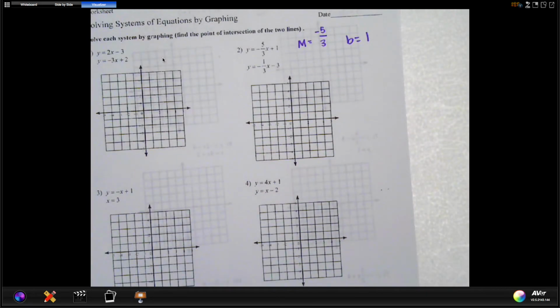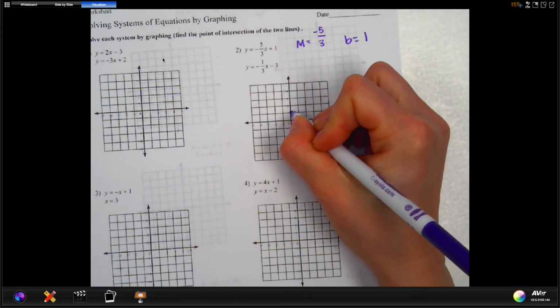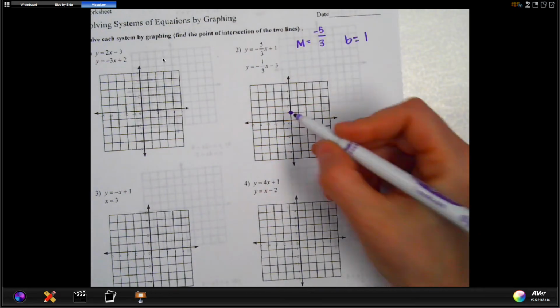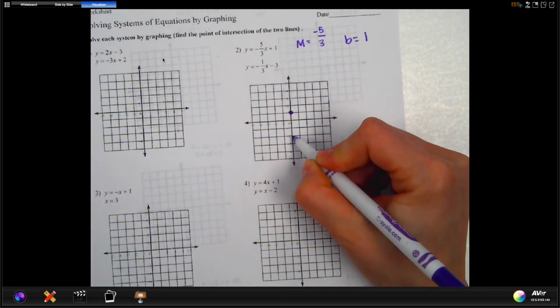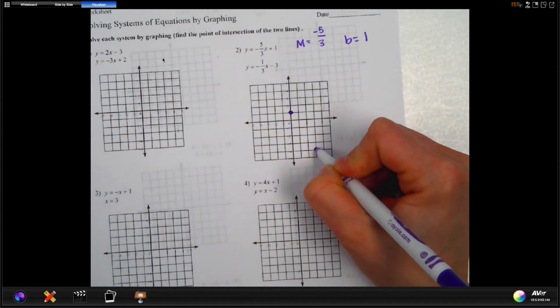Okay, let's put that on the graph. So we're going to start at 1. So up 1, there's a dot. And then my rise is negative 5, so I'm going to go down 5. 1, 2, 3, 4, 5. And my run is positive 3, so I'm going to go right 3. 1, 2, 3. Make your second dot.